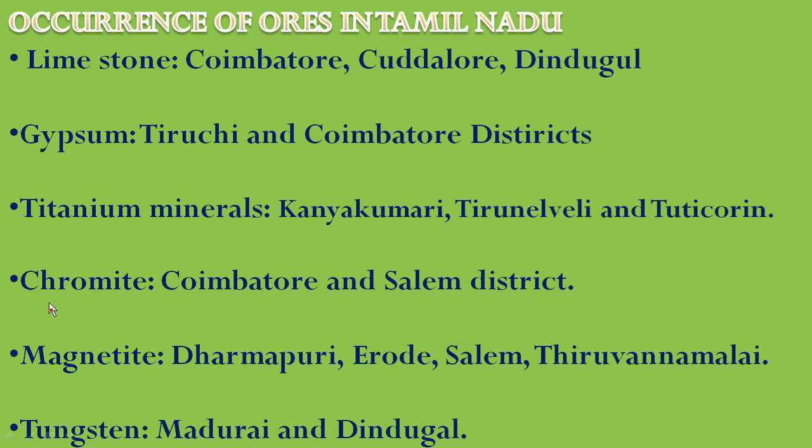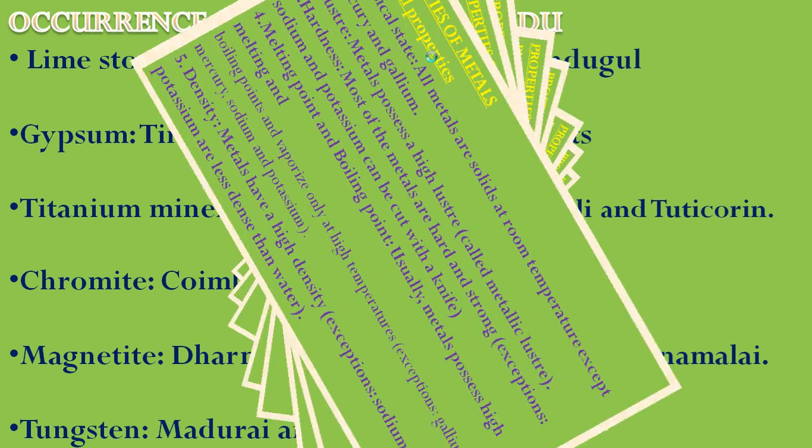Okay, in our places. Chromite means Coimbatore and Salem district. The next one, magnetite, is present in Dharmapuri, Erode, Salem and Tiruvannamalai districts. The last one, tungsten, has the symbol W. It is present in Madurai and Dindigul. These are the ores that are present in Tamil Nadu.